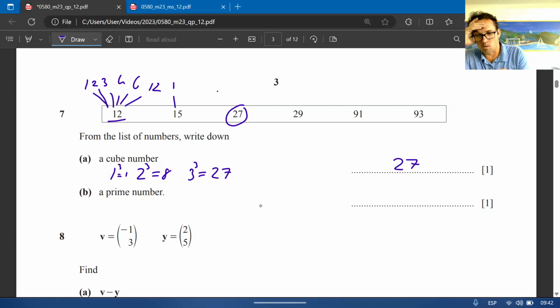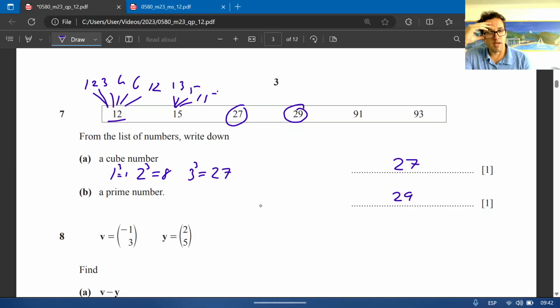15 has got 1, 3, 5, 15, so not a prime number. 27, loads. What about 29? What can we divide into 29 other than 1 and 29? Think of anything? I can't think of anything, so it must be a prime number.